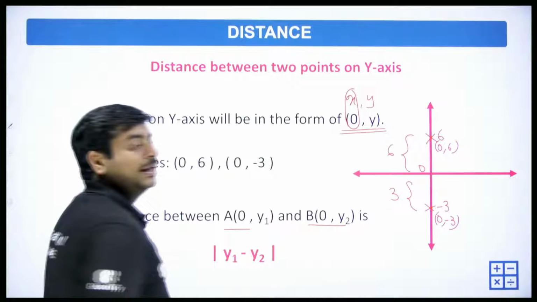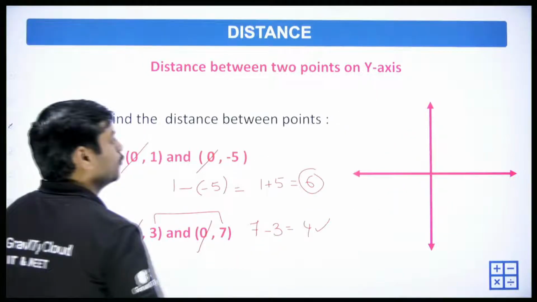Okay, so moving ahead, the distance between 2 points on the y-axis. Once again, let's try to take some examples. As these two are zeros, simply ignore them. 1 and minus 5: the difference between 1 and minus 5, so 1 plus 5 will give you 6. So the distance between these 2 points is 6 units. 0 comma 3 and 0 comma 7: 0 and 0, just ignore that. For 3 and 7, the distance is 7 minus 3, which is 4, a positive quantity. It is enough to say that the distance between these 2 points is 4 units.